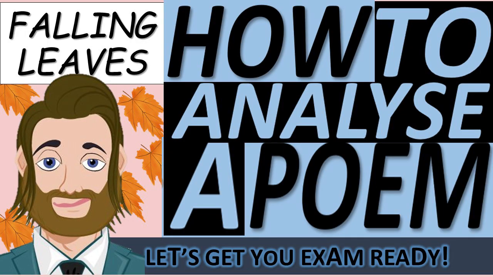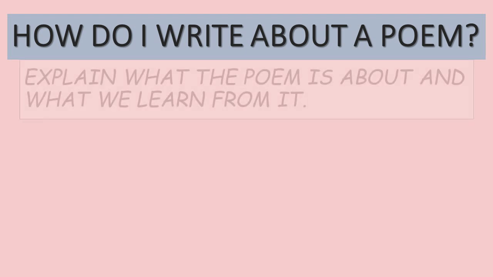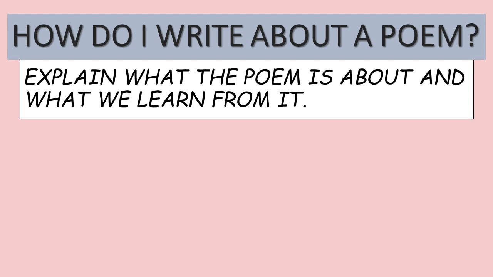Okay, let's analyse a poem, Falling Leaves. So firstly, we're going to think about how you actually write analytically about a poem. It's relatively straightforward if you follow my 3 easy steps. Number 1, explain what the poem is about and what we learn from it. You don't need to explain the whole story, but just quickly and concisely explain what the poem is about.